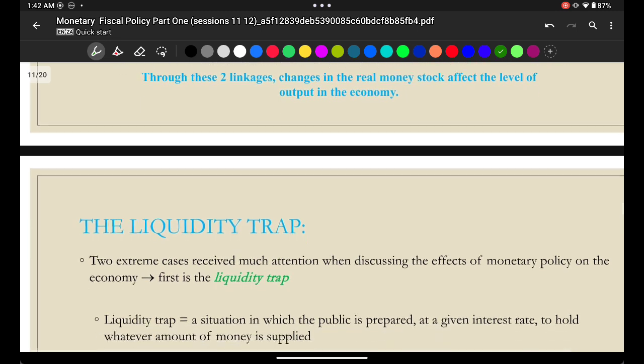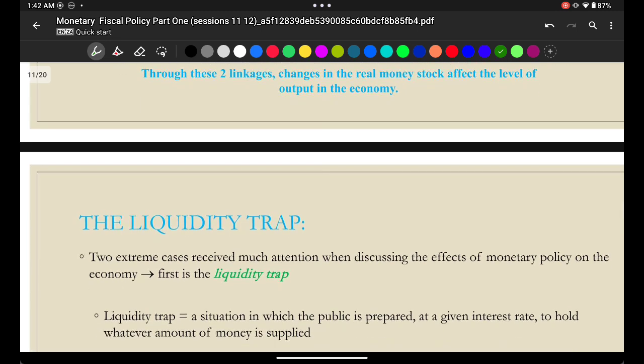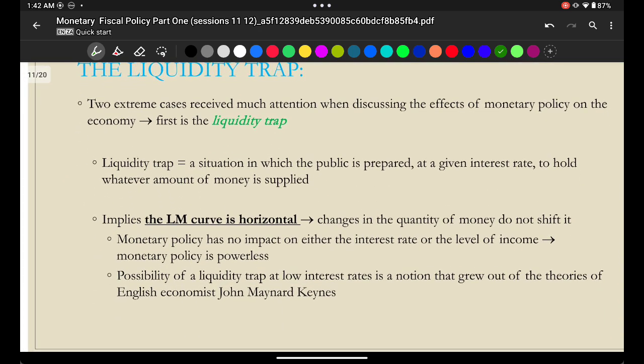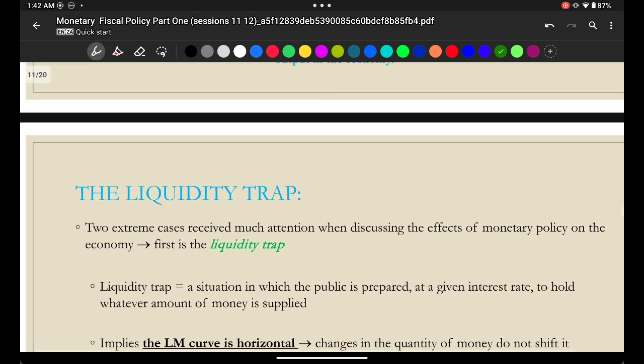So yeah, changes in real money stock affect the level of output in the economy and the interest rate. A very interesting case is the liquidity trap. Okay, to summarize what a liquidity trap is.